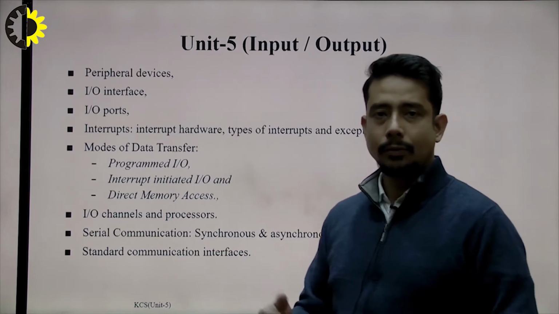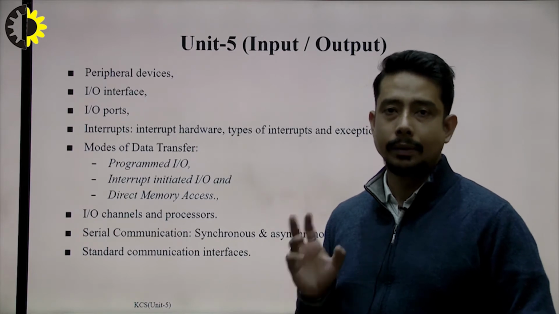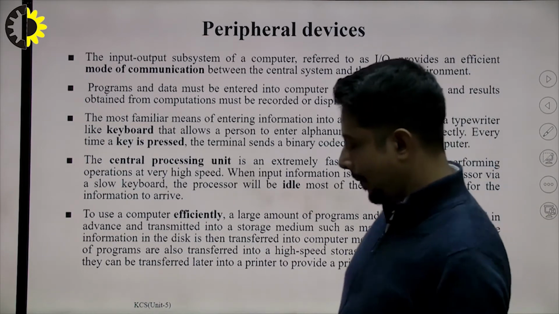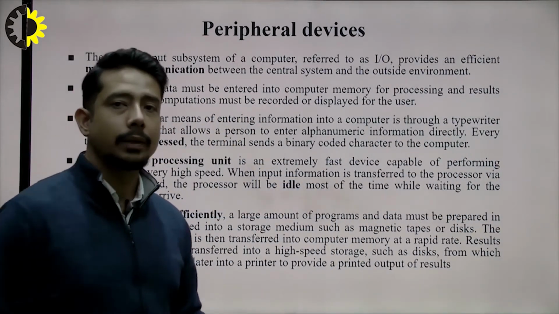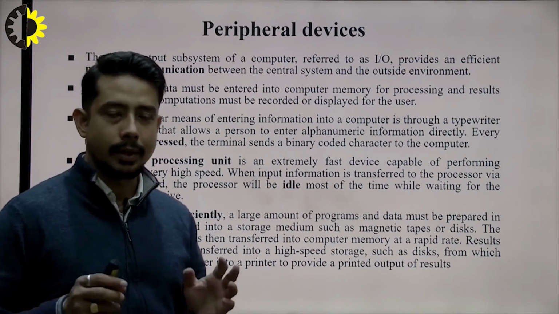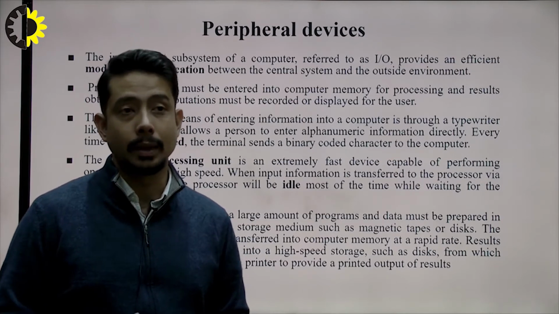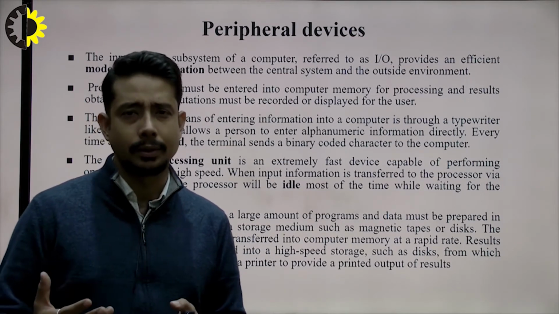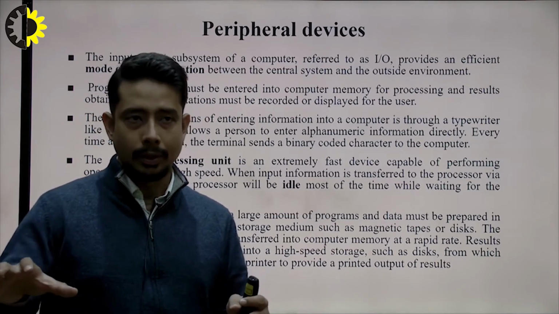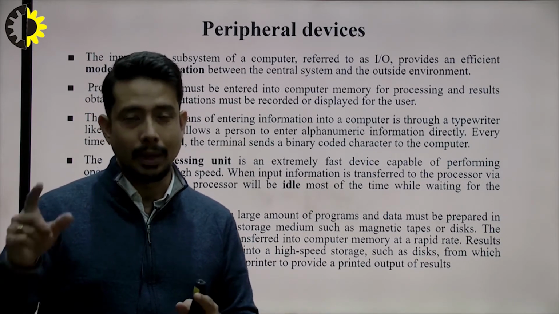Now let's move ahead with the first topic of unit number 5, that is peripheral devices. Let's check out what is present. I'm not going into the topic right now, I'm just trying to discuss one or two examples which will be beneficial and give you a clear-cut understanding. Peripheral devices are nothing but input output devices of a computer, generally referred to as I/O.